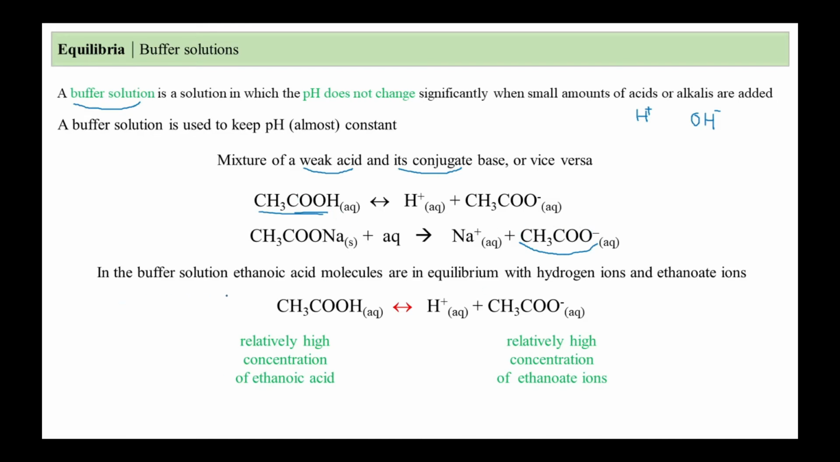So now in the buffer solution, ethanoic acid molecules are in equilibrium with hydrogen ions and ethanoate ions. By mixing the acid, in this case ethanoic acid, with the conjugate base, we form a buffer solution. The equilibrium in the buffer solution will be the following one, which means ethanoic acid will be in equilibrium with H plus ions and ethanoate ions. In this equilibrium, we have a relatively high concentration of ethanoic acid. At the same time, we have a relatively high concentration of ethanoate ions.